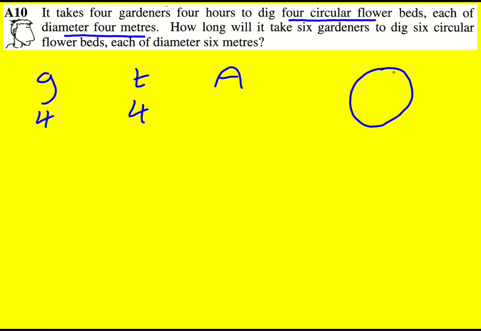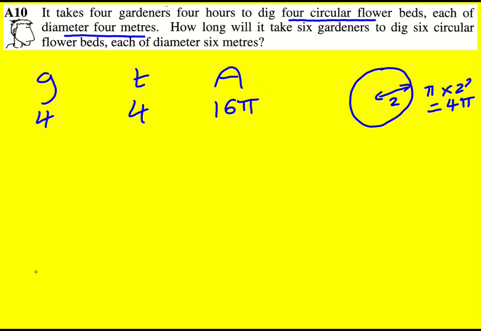So for 4 circular flower beds, each of diameter 4, the radius is going to be 2. Pi times the radius squared gives me 4 pi. That's the area of one flower bed. So if there's 4 of them, the area would be 16 pi. So basically, 4 gardeners managed to dig an area of 16 pi in 4 hours.